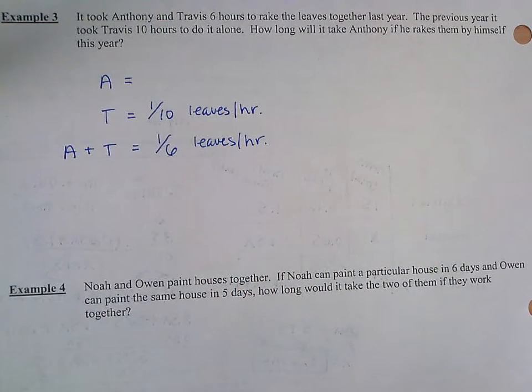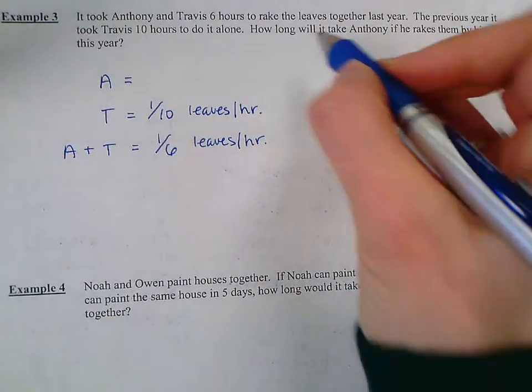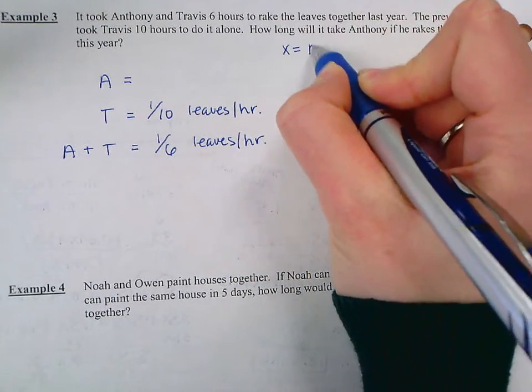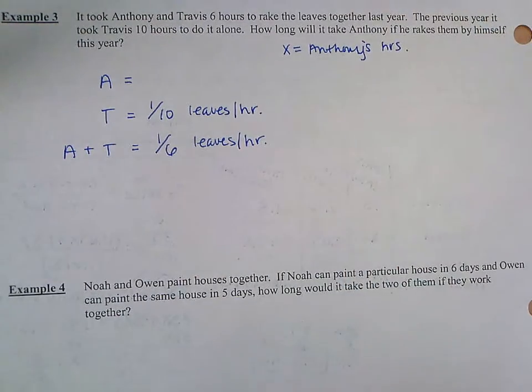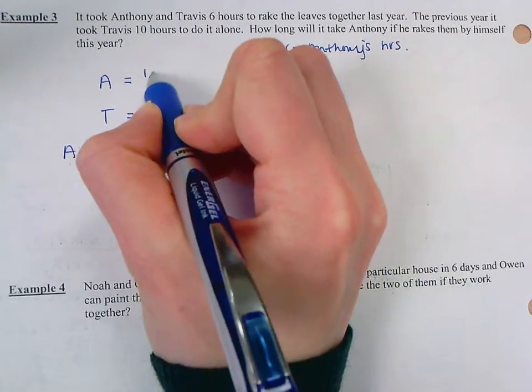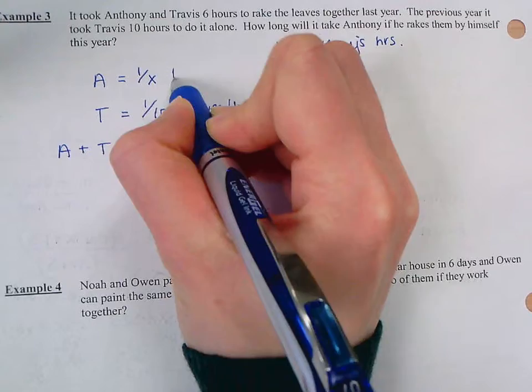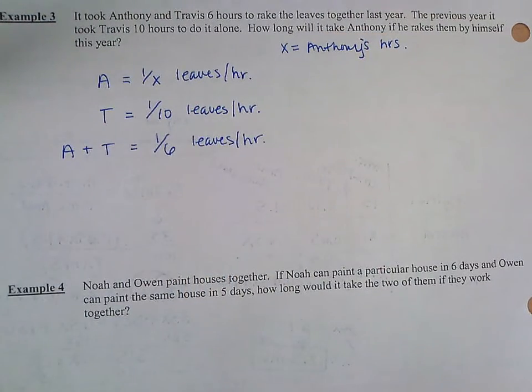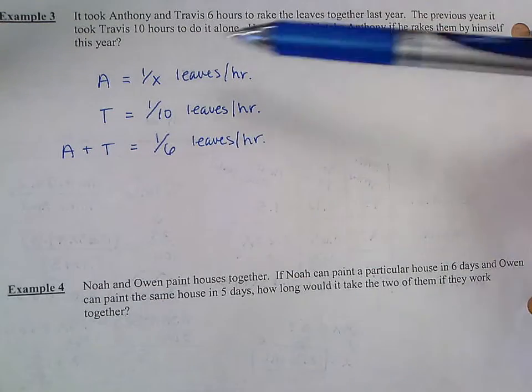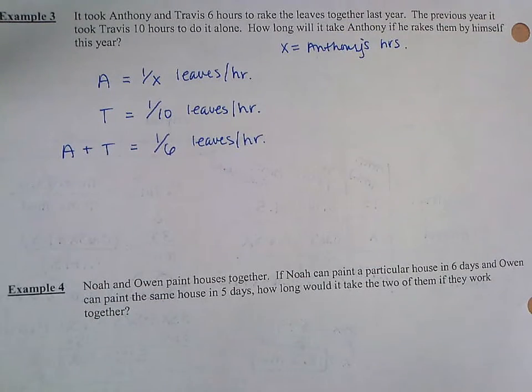And then we're looking for how long it will take Anthony if he rakes them by himself. So if I let x equal Anthony's hours, or Anthony's time, then Anthony's rate would be 1/x. So he can rake 1/x leaves per hour, or do 1/x, that fraction of the job, in 1 hour. All right, so you're setting up rates for each person or the people combined.